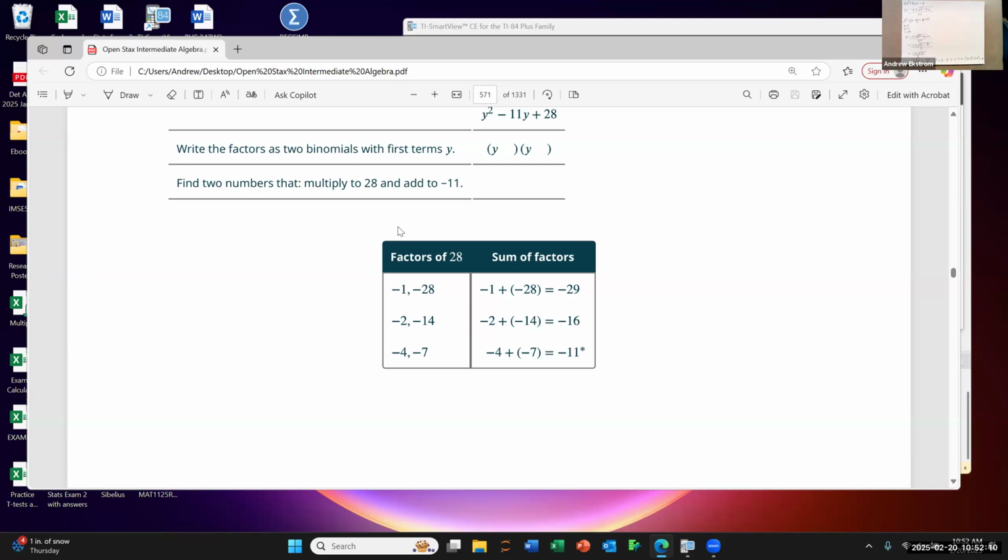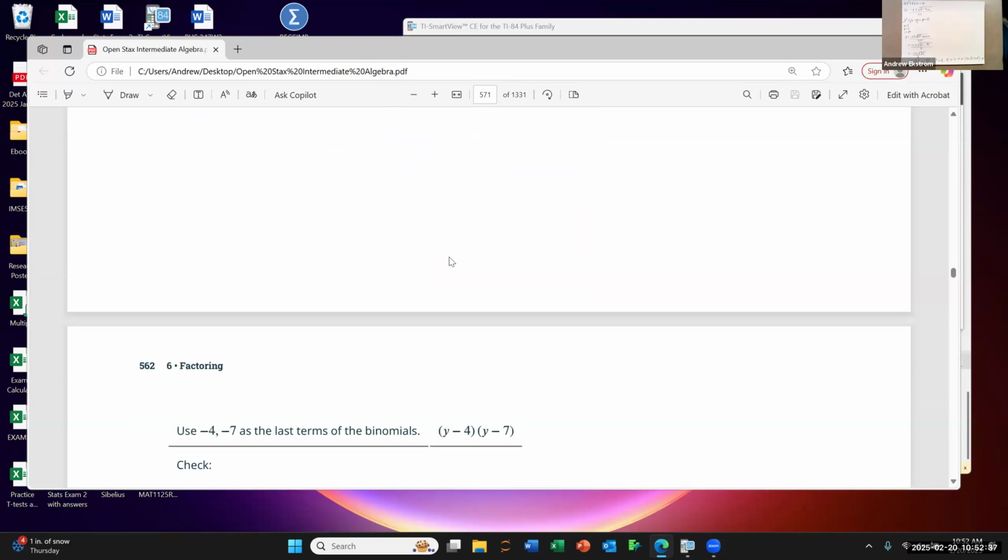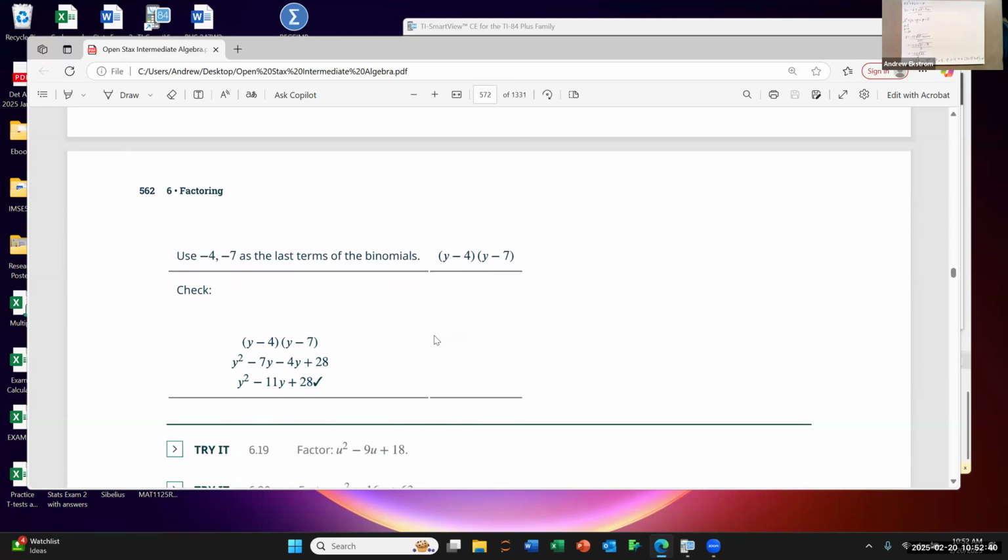And again, negative times negative is positive. So we have to find the factors of 28 and make sure that we have two negatives in front of them. And then when we combine them, do we get the negative 11? So negative 4, negative 7. Those are going to be the values that we put into our answer. So y minus 4, y minus 7, that's what we're going to put in there.